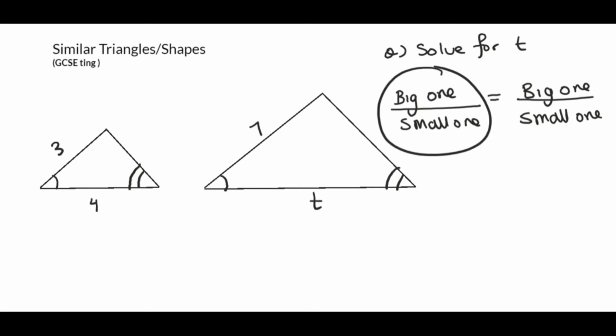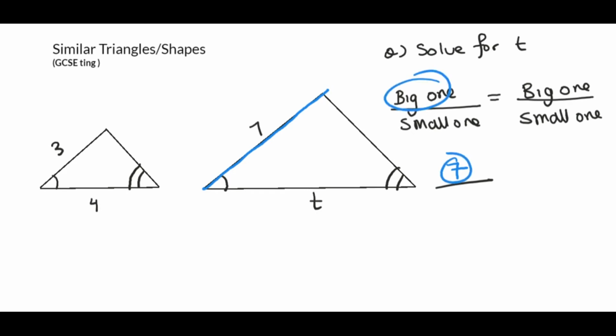Now let's say I look at this one. So the big one over the small one, okay? Let's say I look at this 7 right here. This is the big one, okay? So I'm going to put 7 on the top there. I'm going to have to divide it. So remember, this 7 represents the big one. I'm going to have to divide it by the small one. So the small one is this 3 right here, okay? So I'm going to have to divide it by 3, okay?